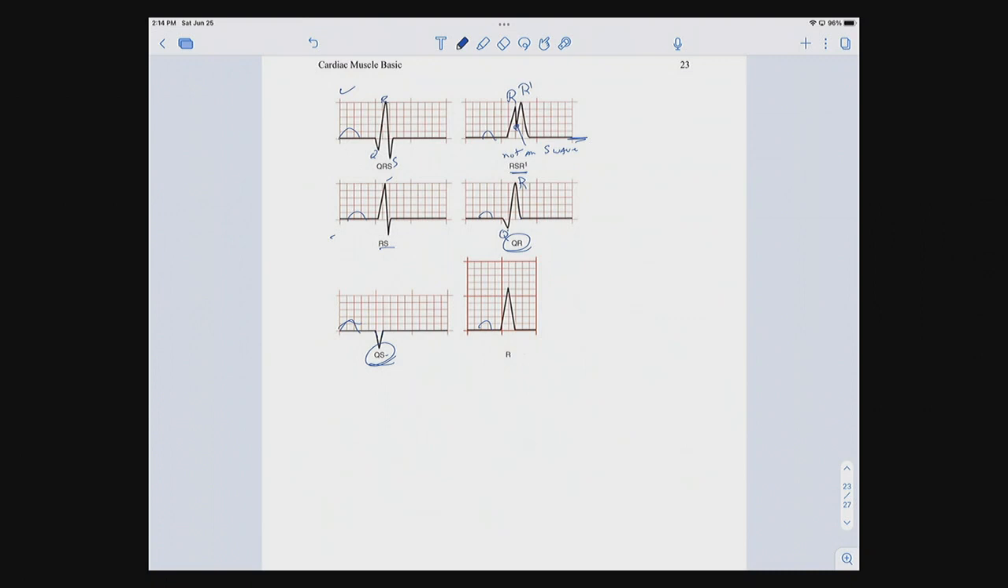And then lastly, one tick up is just simply an R wave. So again, you're going to hear these in literature or read these in literature, so now you have a better sense of what they're talking about.